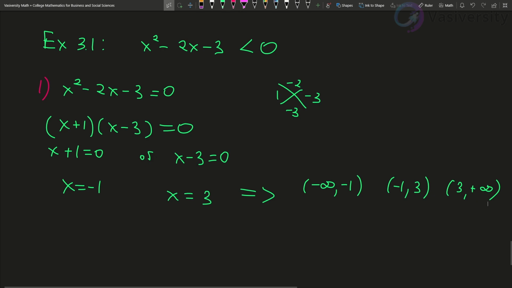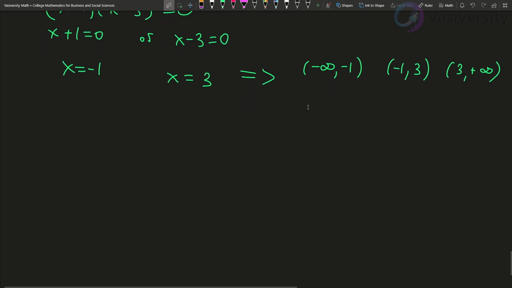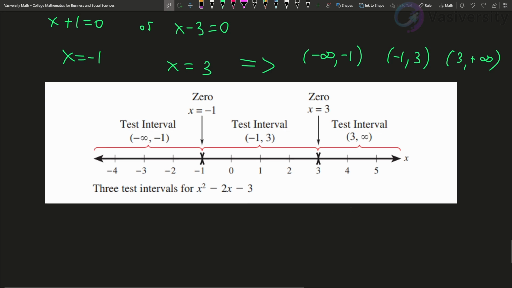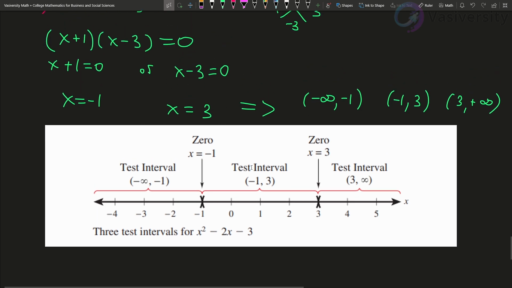And here we can test it. We would have to test the interval by plugging in a point directly. Let me give you a drawing of what would be happening on the number line. We found the zeros of the equation: -1 and 3, which are not included. Here we're looking at the part where the values are below the x-axis. This is a parabola, and we know that this is the solution.